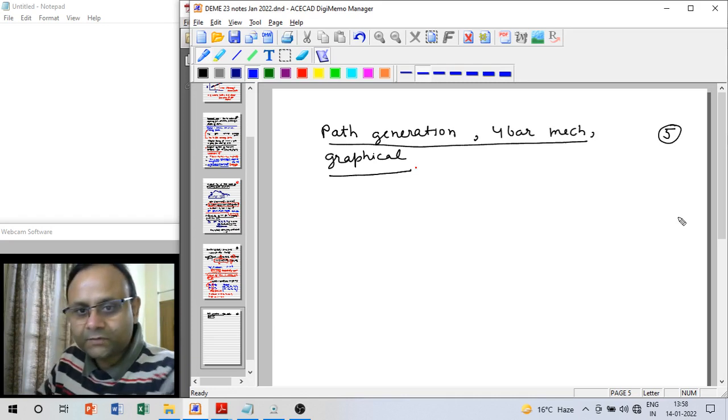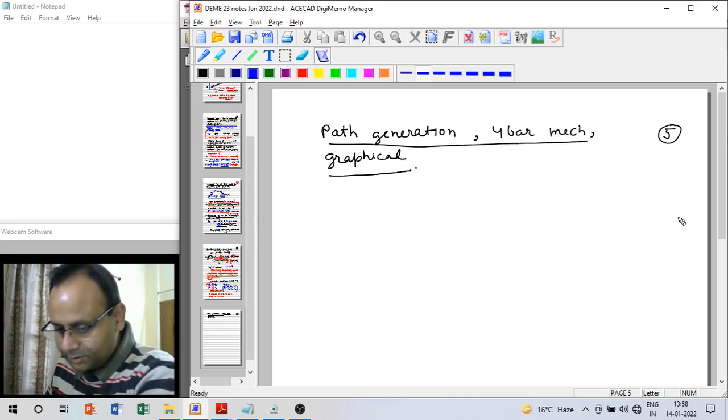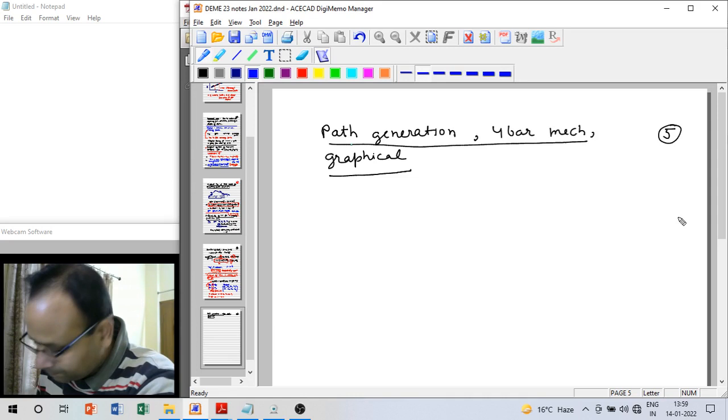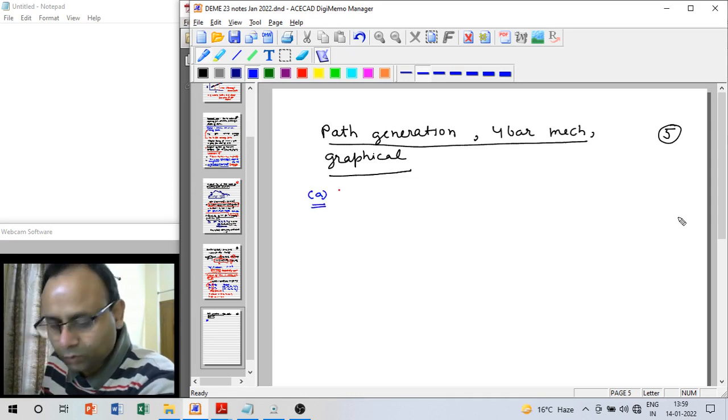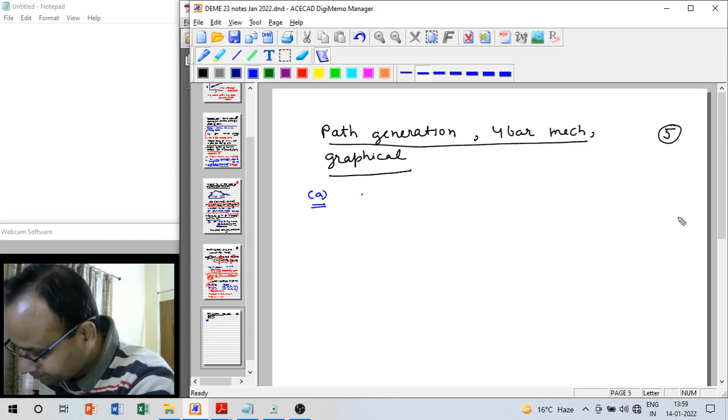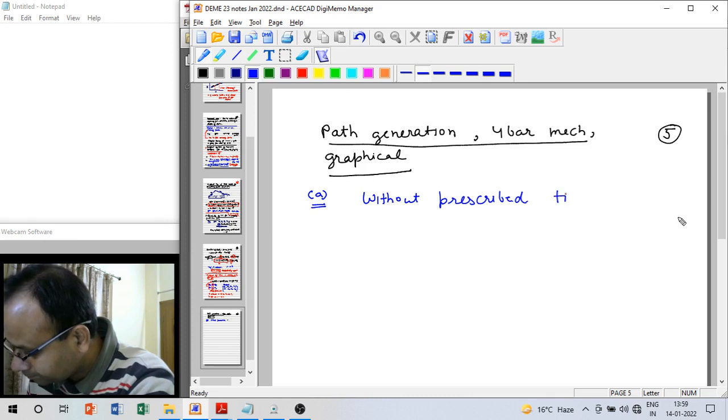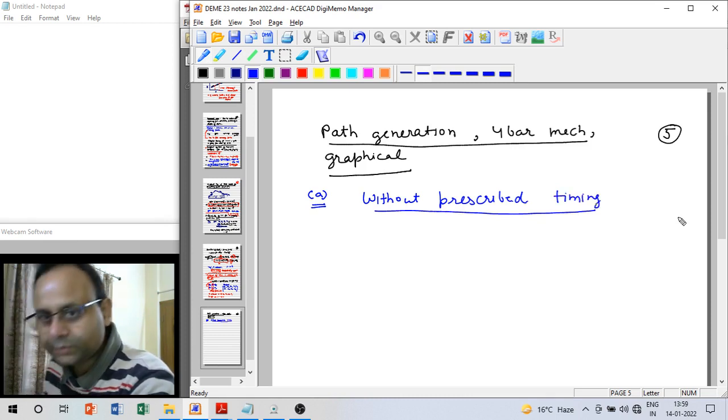And I'll also refer you to some section in Rattan for this. So there are two parts to it. One is path generation without prescribed timing.